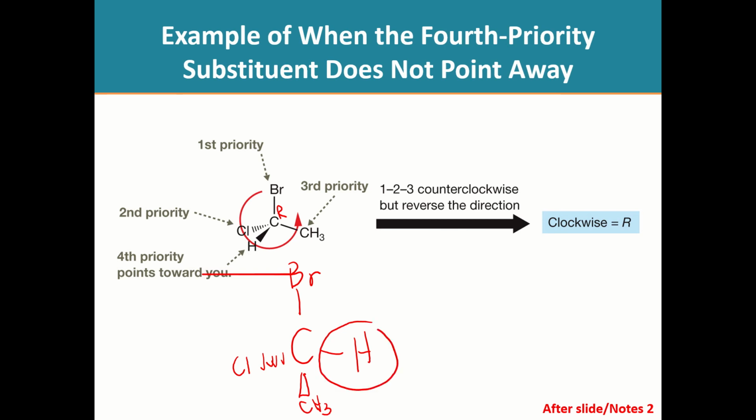If the lowest priority is right here, we can rank them 1, 2, 3. If the lowest priority is in the plane, and you know it's in the plane by looking at this bond, it's not a wedge or a dash, then the opposite trick that I just showed you does not work. You have to take this molecule that I just drew and rotate it. Okay? Or there's another trick.